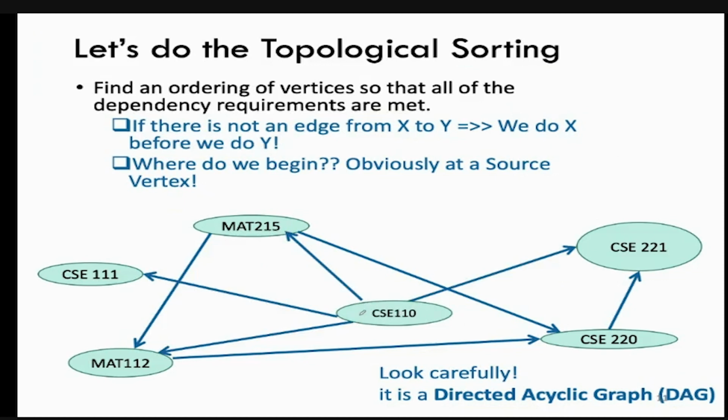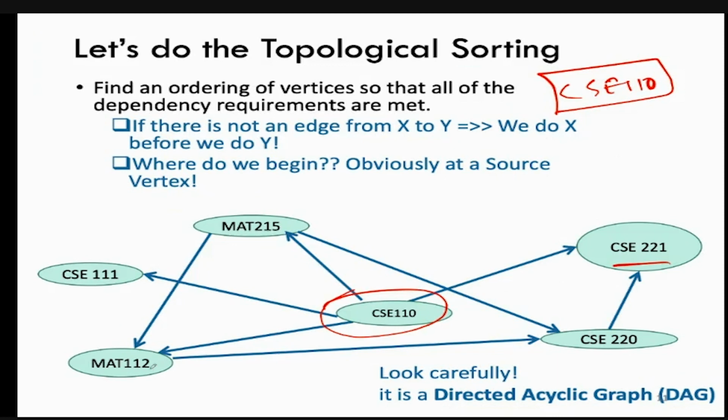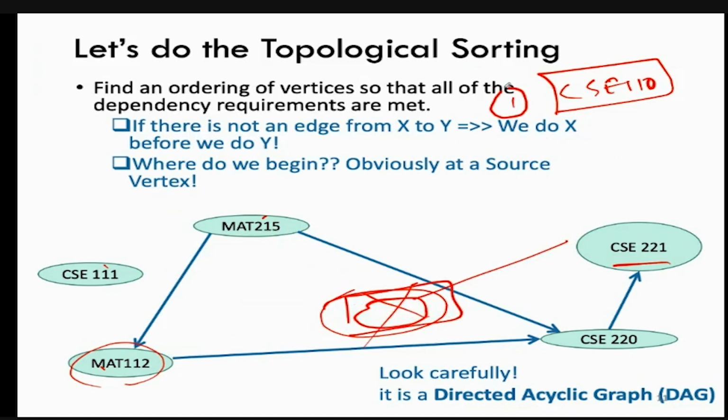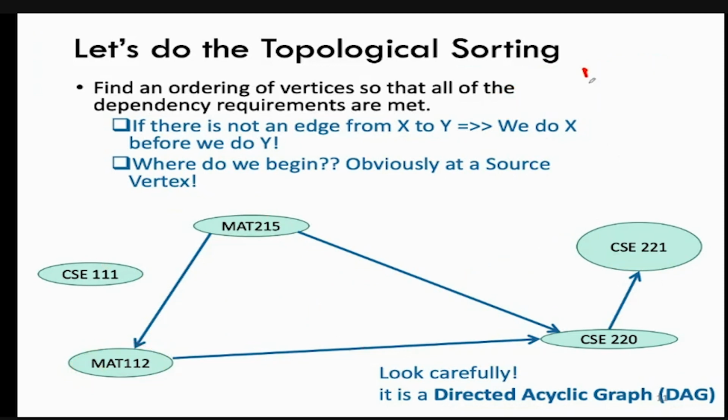Look carefully. After I have done CSE 110, the dependencies for these courses are met. CSE 110 is a prerequisite for 215, 111, 221, and Math 112. After I have done this in the first semester, now I can do all of these, right? So I'll remove this vertex from the graph, and these dependencies. Why? Because I have done this course in the first semester.